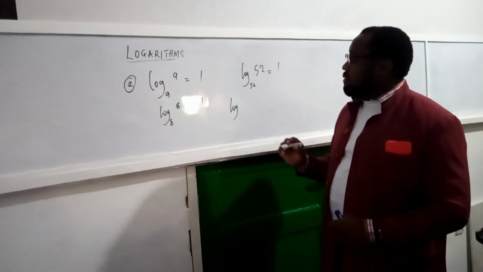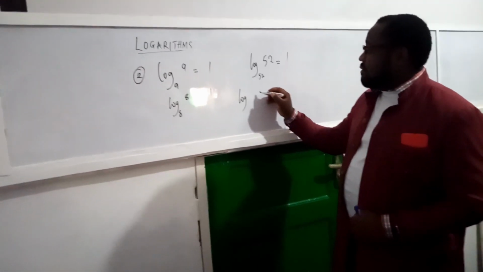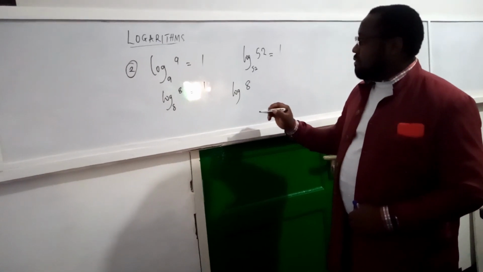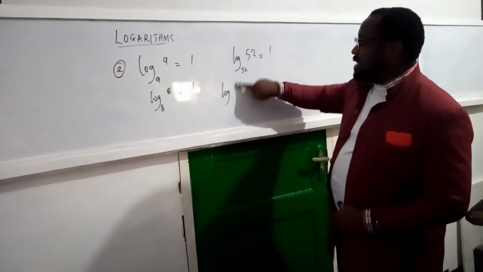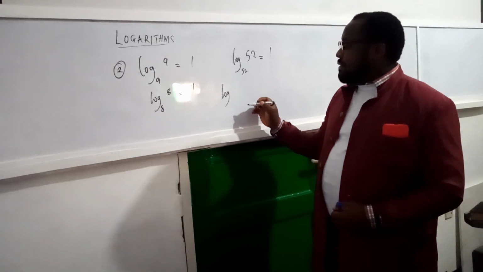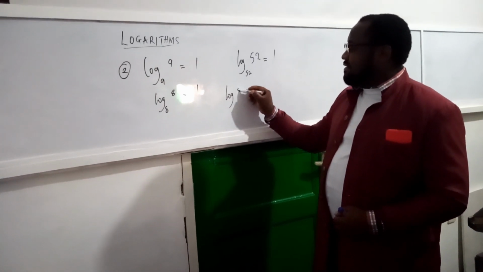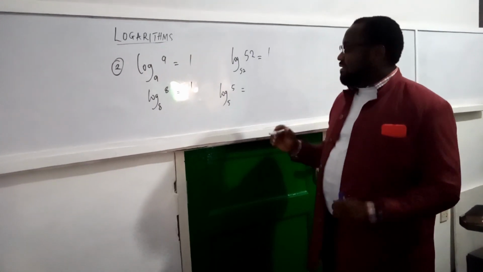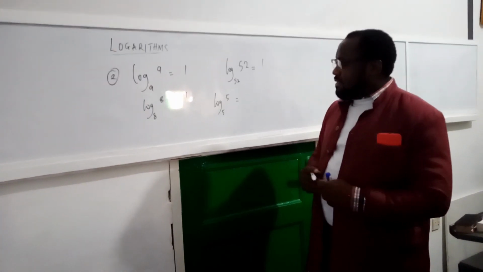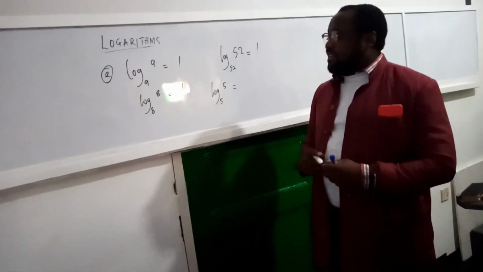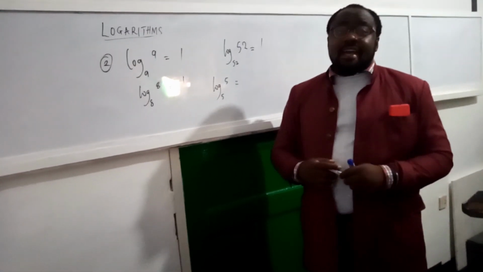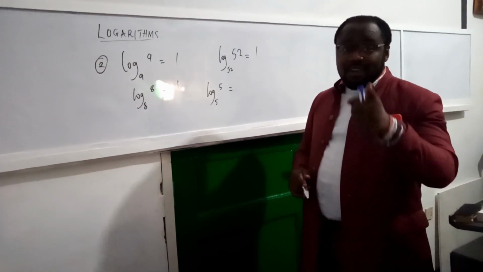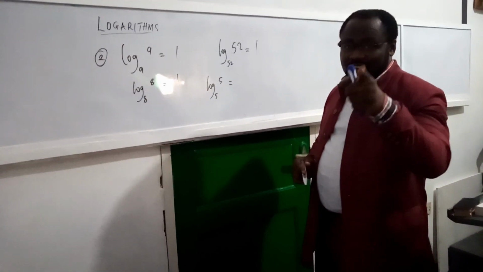Let's try one more. Log of 5 base 5 is equal to, you got it right. Log of 5 base 5. If you said the answer is 1, then you are correct.